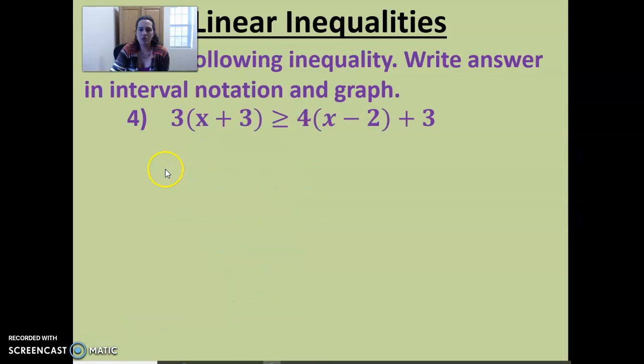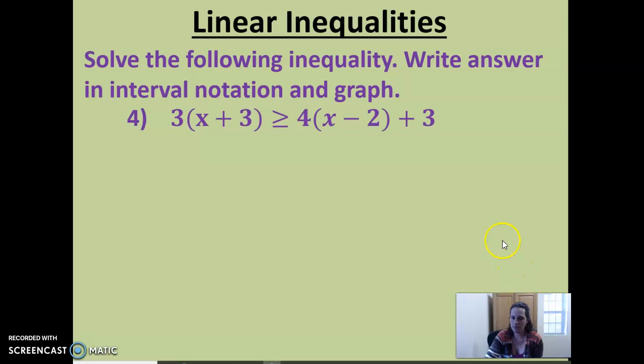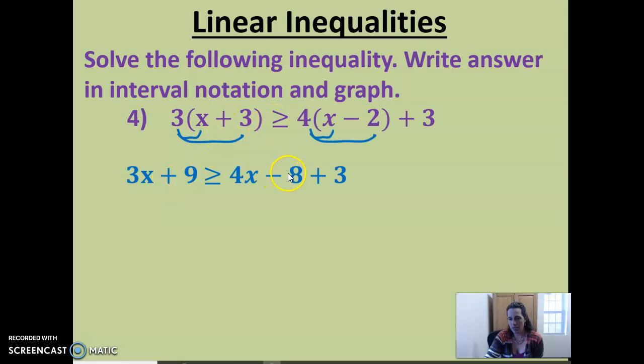Okay, number 4. We're just getting into some bigger, meaner-looking inequalities. We've got some parentheses now, so that's where we start. We're going to distribute the 3. We're going to distribute the 4. So we get 3x plus 9 greater than or equal to 4x minus 8. Now the 3 doesn't get multiplied by the 4 because it's not in the parentheses, right? So we're left with that.